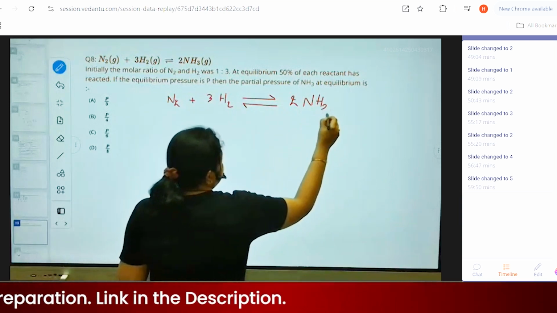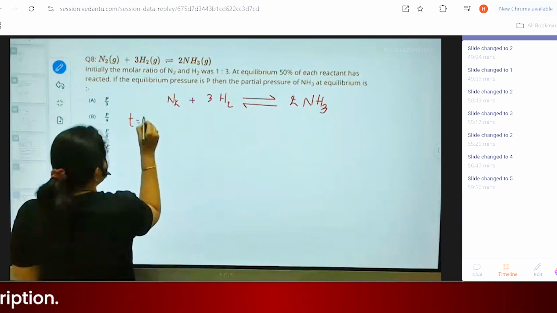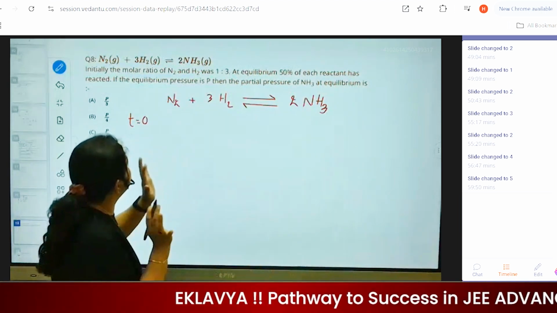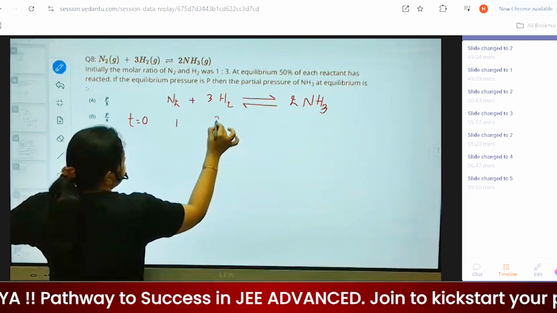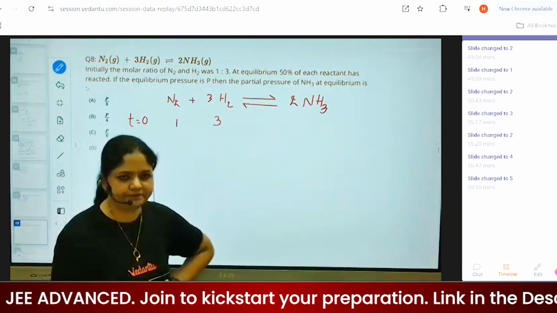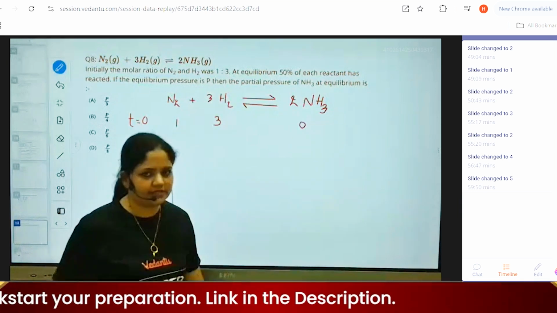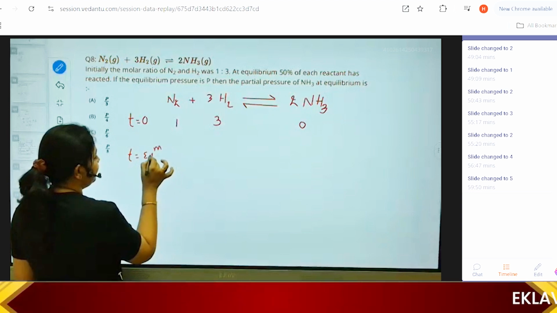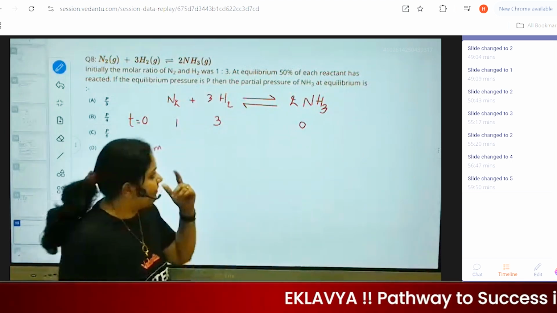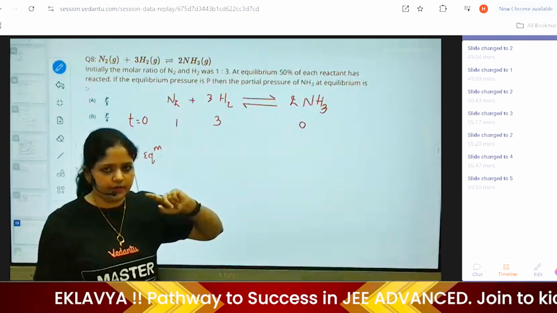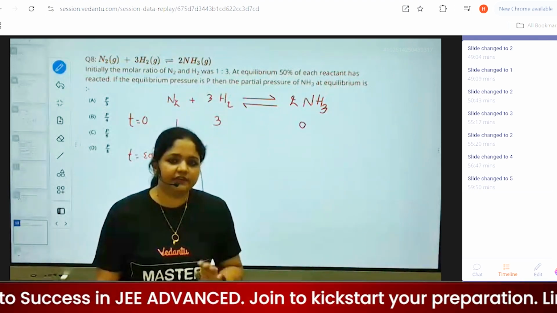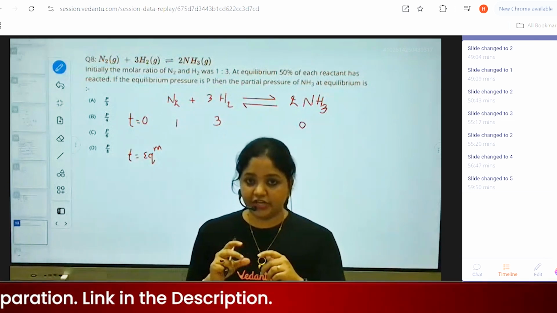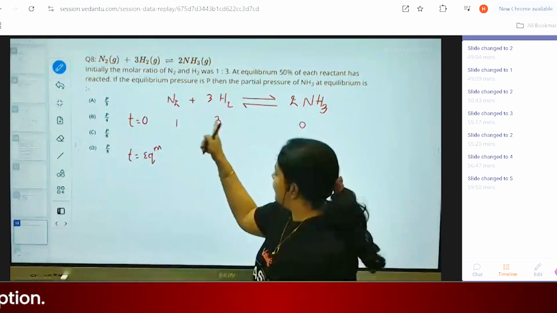So at T is equal to 0, which means initial conditions, they have given one condition that this is 1 and this is 3, and this will be 0, no product formed as such. Let's write down at equilibrium. They will give some hint here. See, here I have taken 1 and 3 because they have given that. If they had given 3 and 3, I would take 3 and 3. Meanwhile, I'll make use of stoichiometric coefficients and change how much has reacted. Listen, 1 here, 3 here, done.